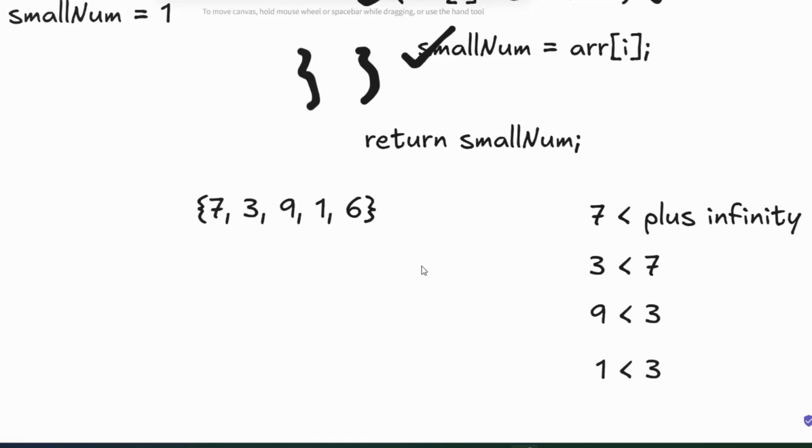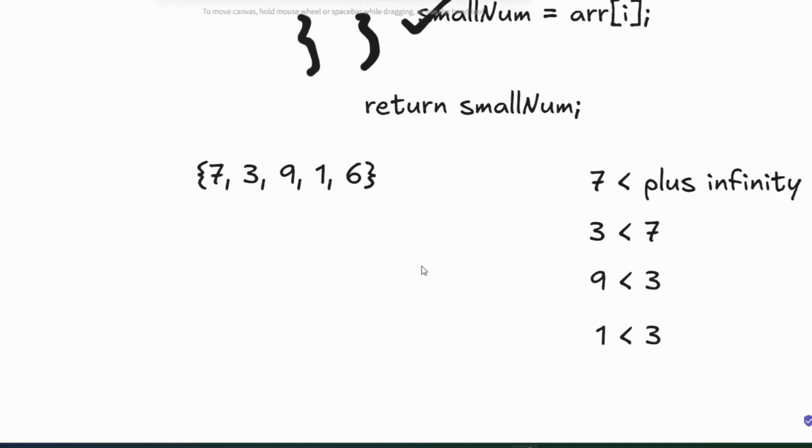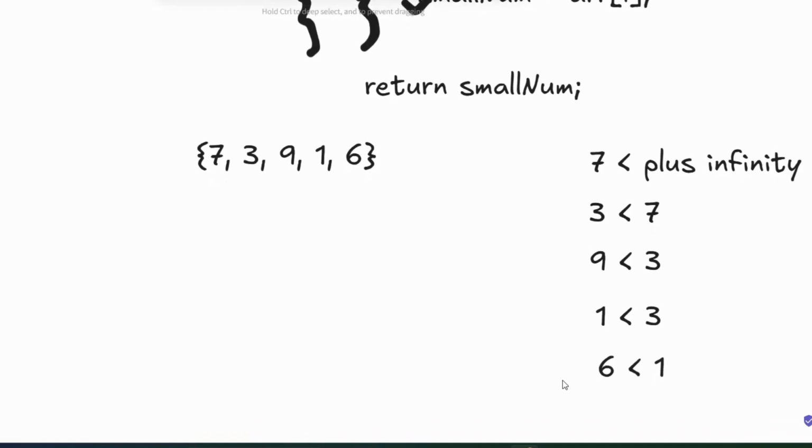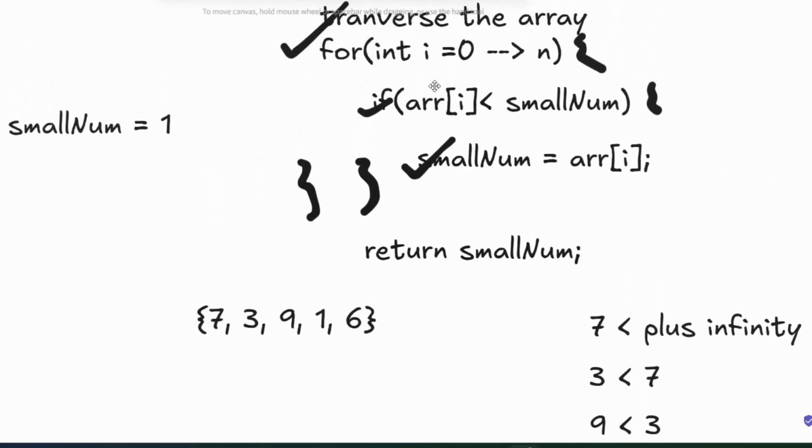Now I will be 4. If our array of 4, that is 6, is less than the variable, that is 1, then we have to update. But obviously 6 is not less than 1, so this if statement will not be executed. After the loop ends, we simply return the small numbers value. So the value is 1. This way we can get our answer.